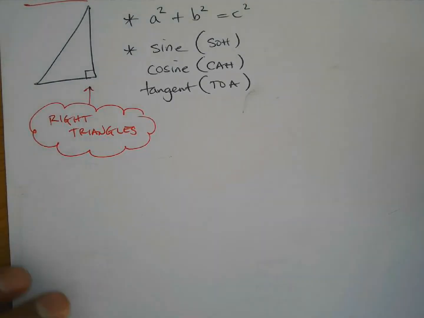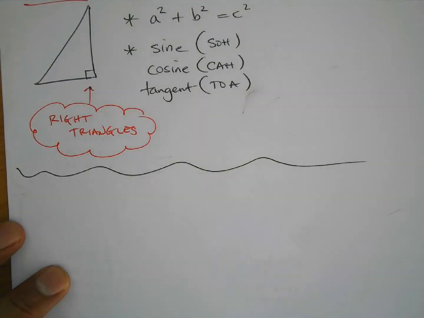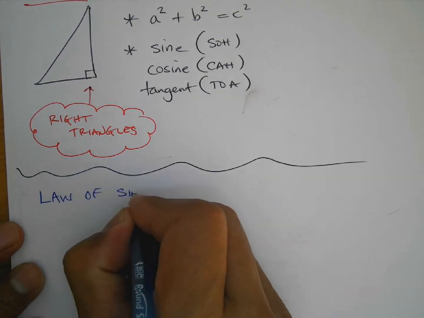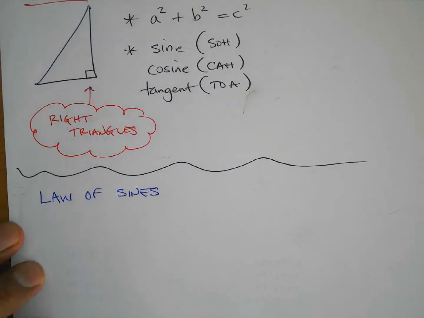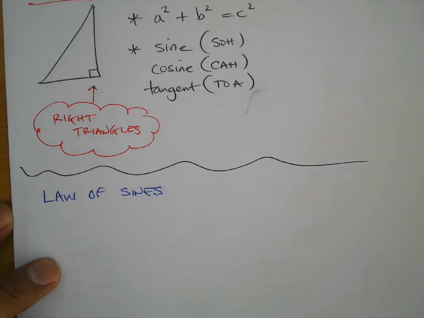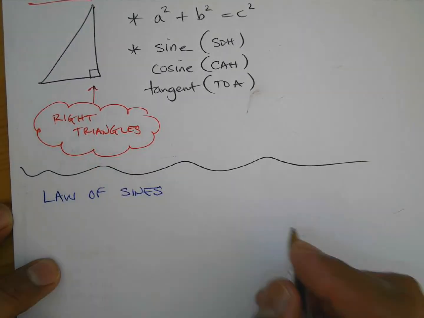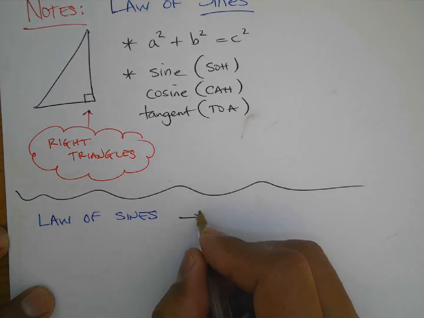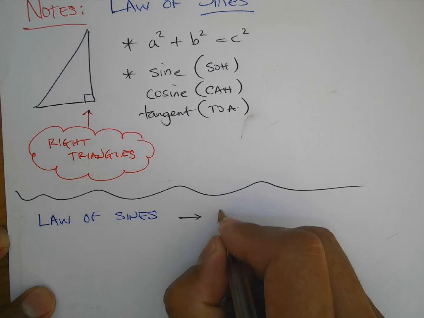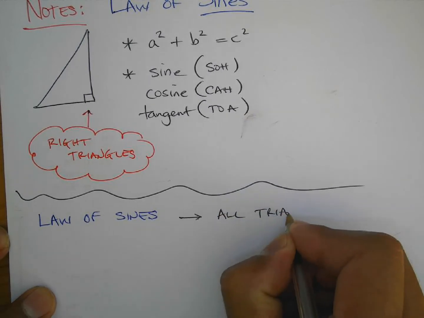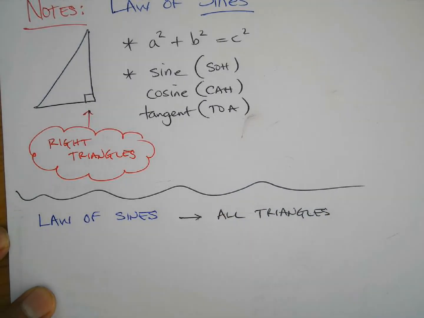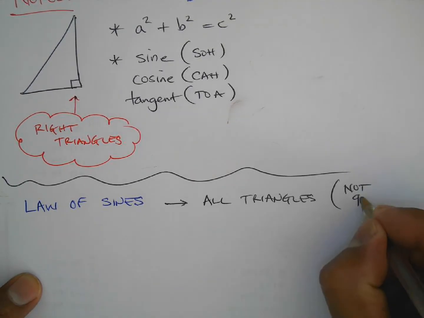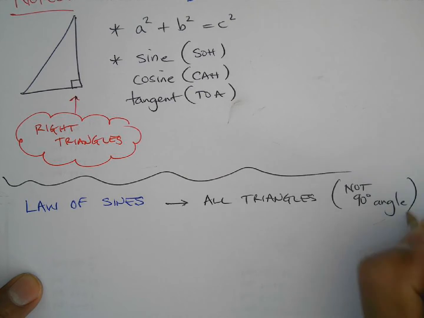Now, the law of sines, and also later when we see the law of cosines, you can also use them for right triangles, but this is for all triangles. And specifically, they're not going to have a 90-degree angle. They're not going to be right triangles.